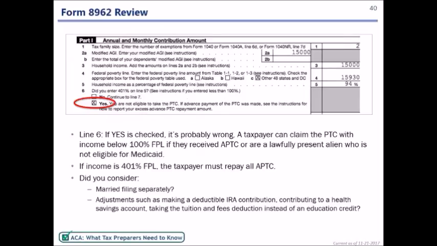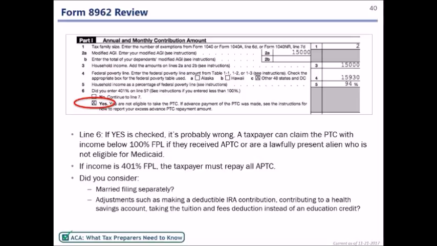Moving down to line 6, which is where we have the FPL and the exception for people who have income below 100% of the poverty line. We talked about this extensively, but if yes is checked, it is probably wrong. That's because a taxpayer can claim the premium tax credit with income below 100% of FPL if they received APTC or are a lawfully present alien who's not eligible for Medicaid. If income is over 400% of the poverty line, then yes, the taxpayer does have to repay all APTC, and that box is appropriately checked. But in many, many cases, the answer to that is going to be no. So check that before you just sign off on full repayment.